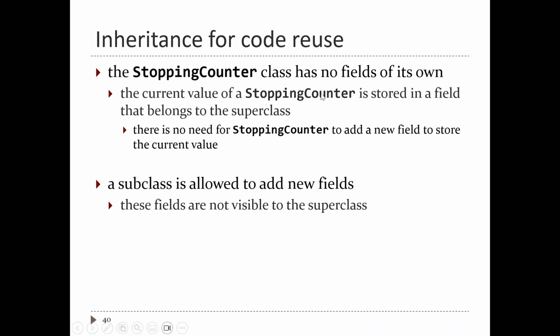So the current value of a stopping counter object, right, it gets stored in the field that belongs to the superclass, right? There is no need for the stopping counter class to add a new field to store the current value. Furthermore, if you add a field that stores the current value for the stopping counter class, it becomes very easy to create a situation where the class no longer works correctly, right? So you have to be very careful that when you add a field to a subclass, you're not replicating functionality that you inherited from the superclass. You can add new fields, right? Those new fields are not visible to the superclass, right? Because again, inheritance is a one-way relationship, right? The parent knows nothing about the subclasses.